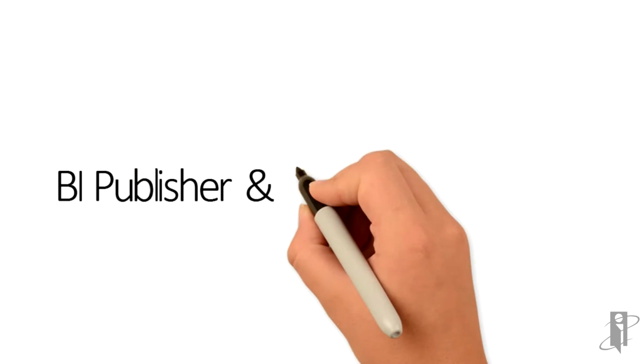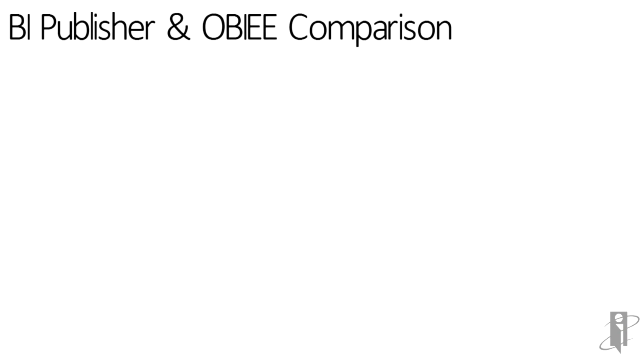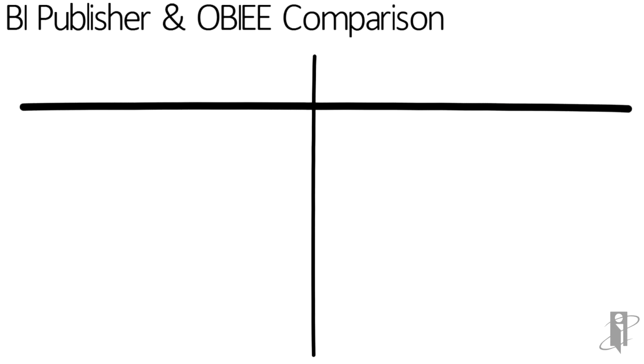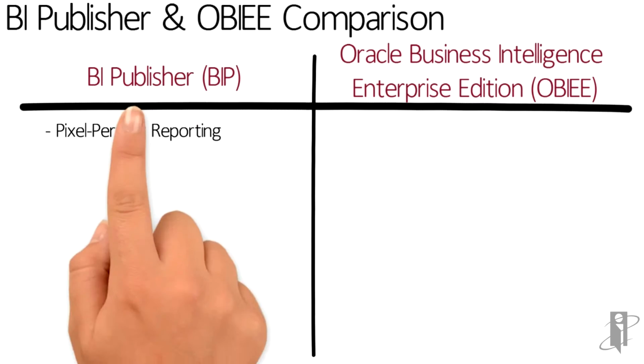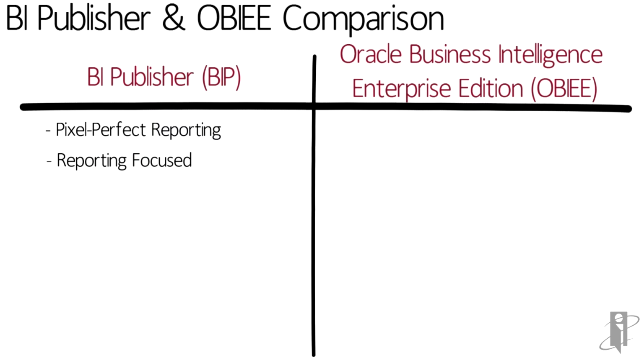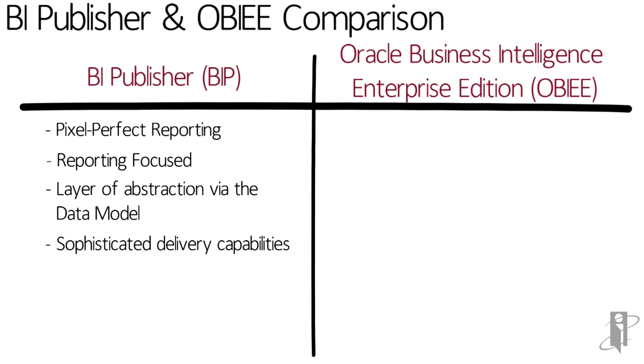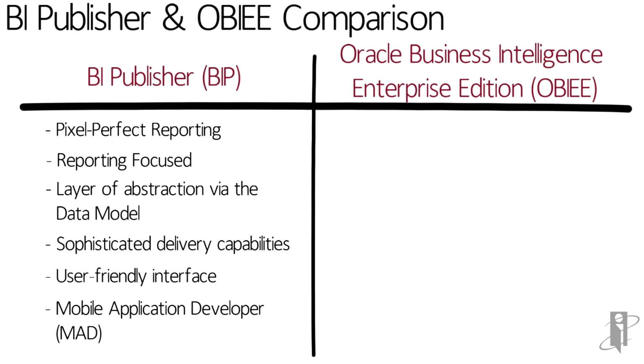A little bit about the comparison between OBIEE with Essbase and BI Publisher for Essbase. The BI Publisher side, again, is pixel perfect and more report focused. The layer of abstraction from the data, meaning how we build queries and create a business model, is in the data model of BI Publisher. We have sophisticated delivery options and capabilities. I think it's a quite user-friendly interface for working, and it integrates with Mobile App Designer. In fact, Mobile Application Designer is built on the BI Publisher foundation.